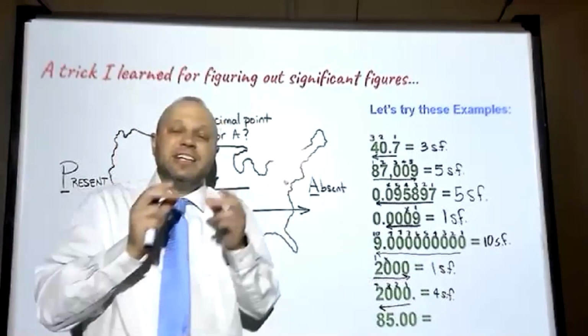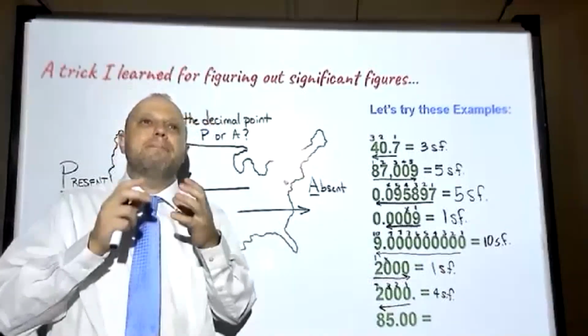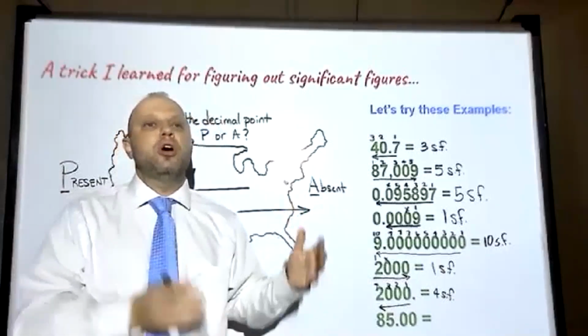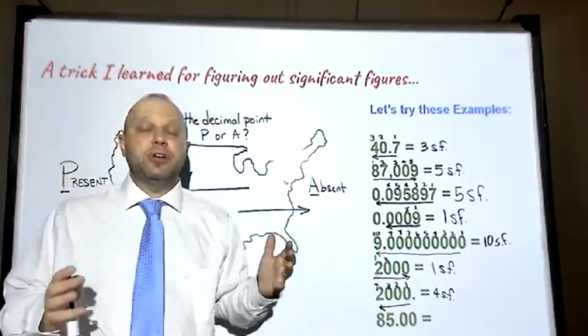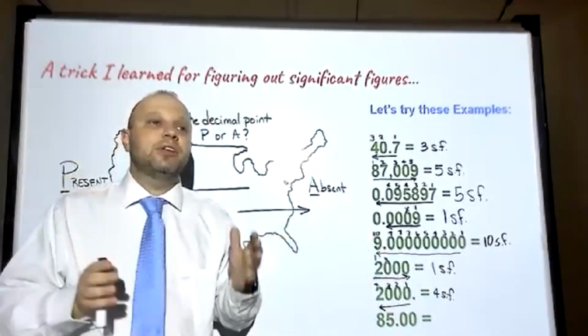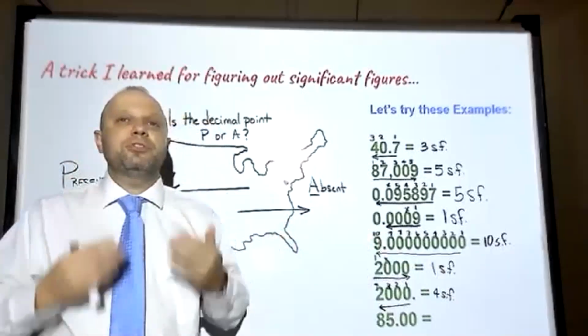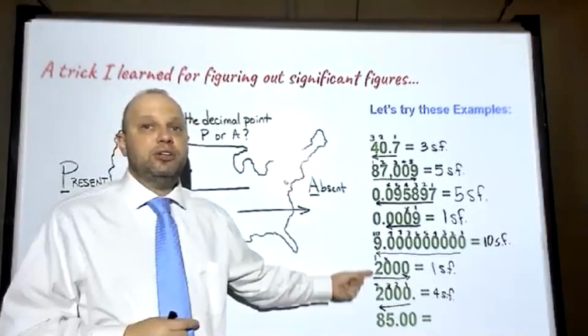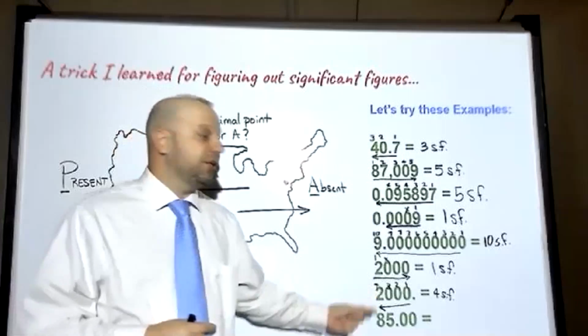So the significance part shouldn't change the magnitude of the number. It doesn't make 2,000 suddenly 2 or 200,000 or any other number. It doesn't change the size of the number. What it's changing is the perception with how you measure that number. Not measured very accurately, measured very accurately.